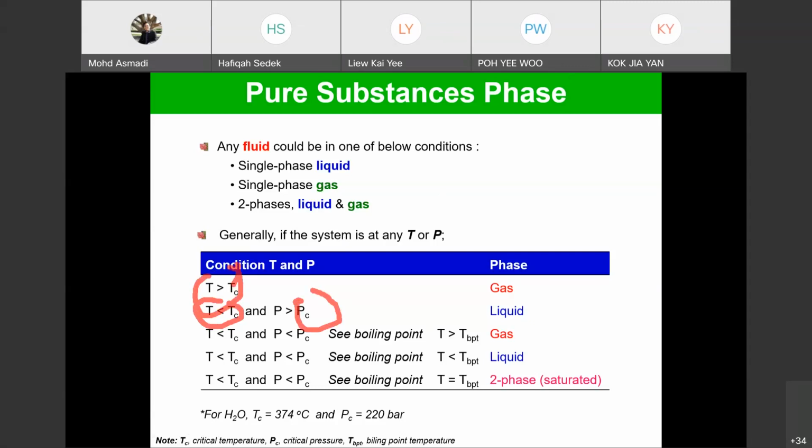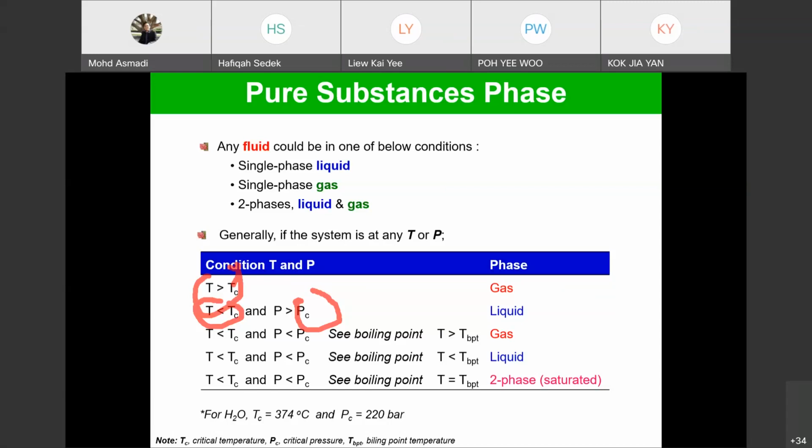Whether your substance is in liquid or gas. Okay, this is important when you want to do calculations for the cubic equation of state, as well as the generalized correlation. Okay, virial, I think virial too. Okay, this is important to know the condition of your system, whether liquid, gas or two-phase system.